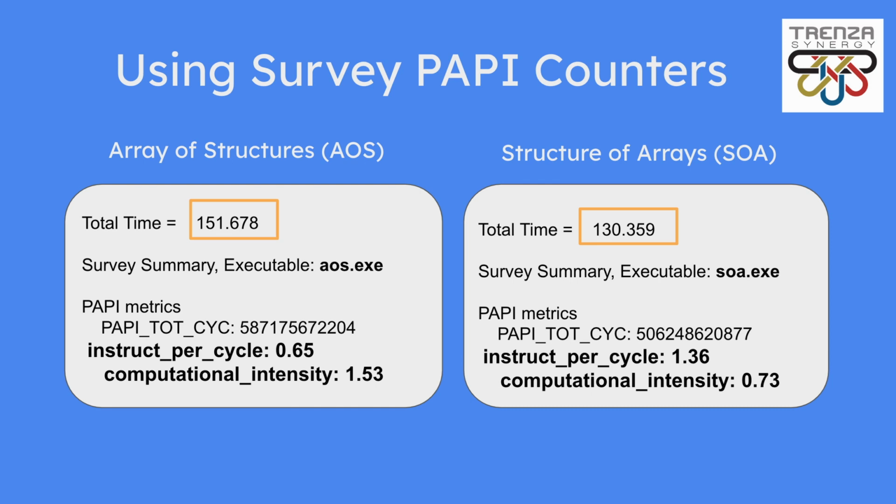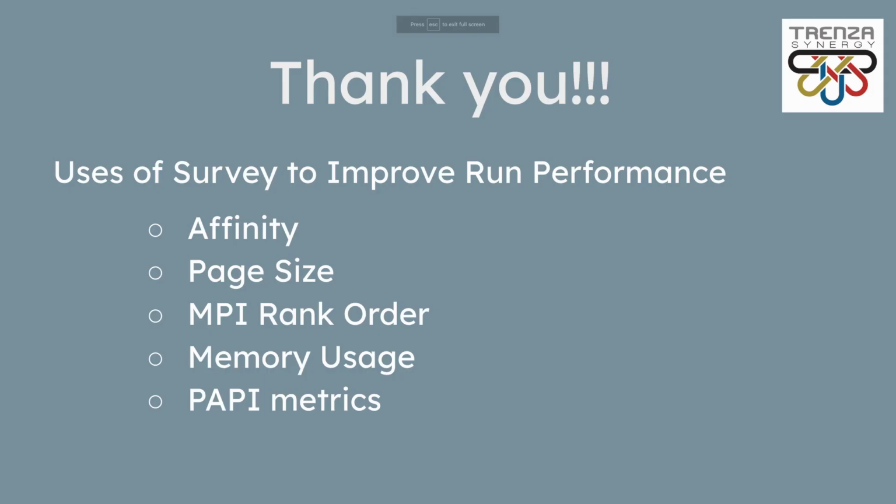Notice the difference in the instructions per cycle, that is the number of instructions divided by the total number of cycles, and the computational intensity, that is the number of cycles divided by the number of instructions. These derived metrics may serve as a good indication of the overall efficiency of the algorithms in your application. And that is the end of the examples in this video.